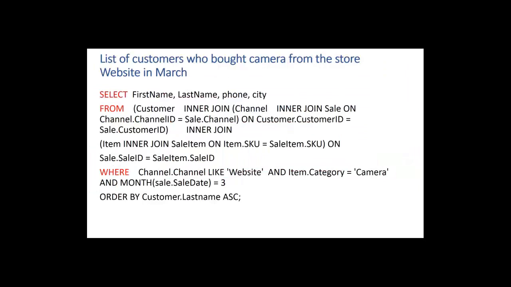And then the query, selecting first and last name, full name, city of the customer from, well, the inner join statement is quite similar to the previous one. All those 5 tables joined together, and then we'll continue with where clause. Channel like website, category must be camera, and month of sale must be 3. And then we can sort the list by last name.